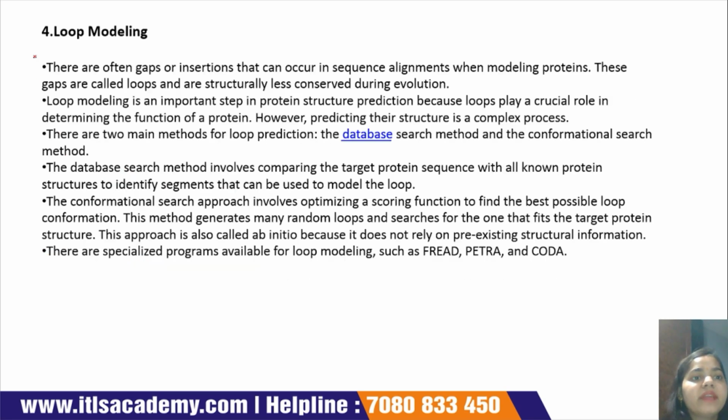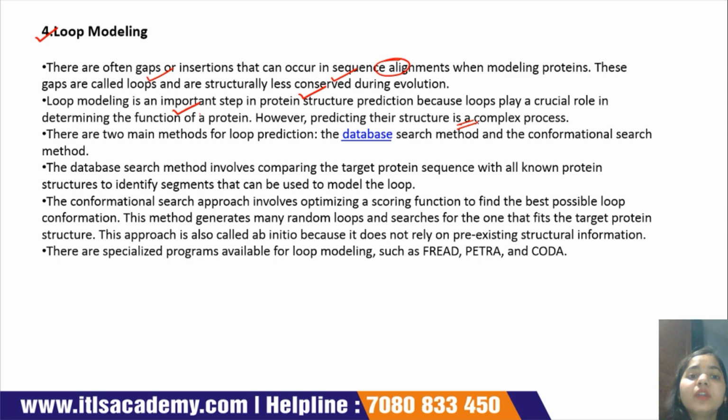Okay, so next we understand loop modeling. There are often gaps or insertions that can occur in sequence alignment whenever we perform modeling, and these gaps are called loops. Due to these loops, the structures are less conserved during evolution. These loops play a most important role in protein structure. Loop modeling is an important step in protein structure prediction because loops play a crucial role in determining the function of a protein, however predicting their structure is a complex process.